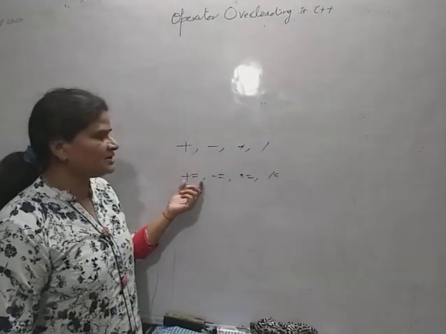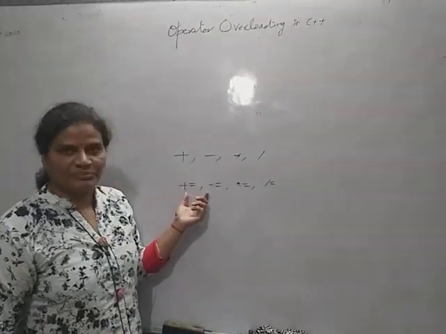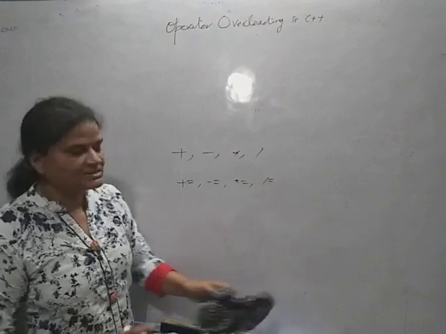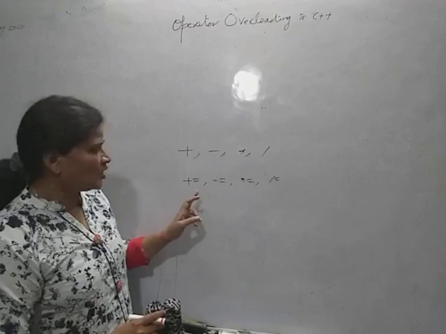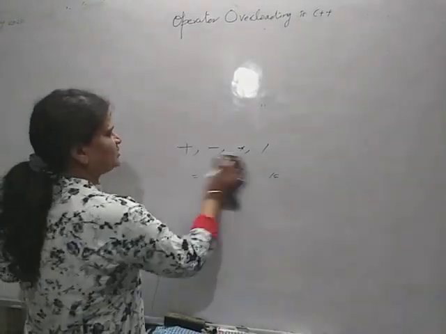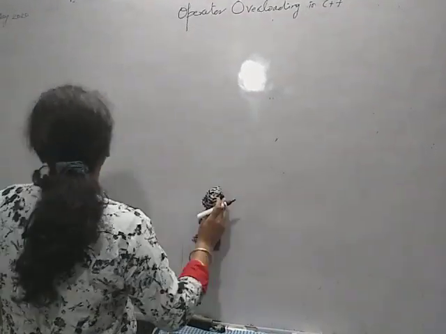I am explaining it with the example of the same class complex: how to overload the arithmetic assignment operator. This is also a binary operator. Okay, so again I am taking the example of the complex class.